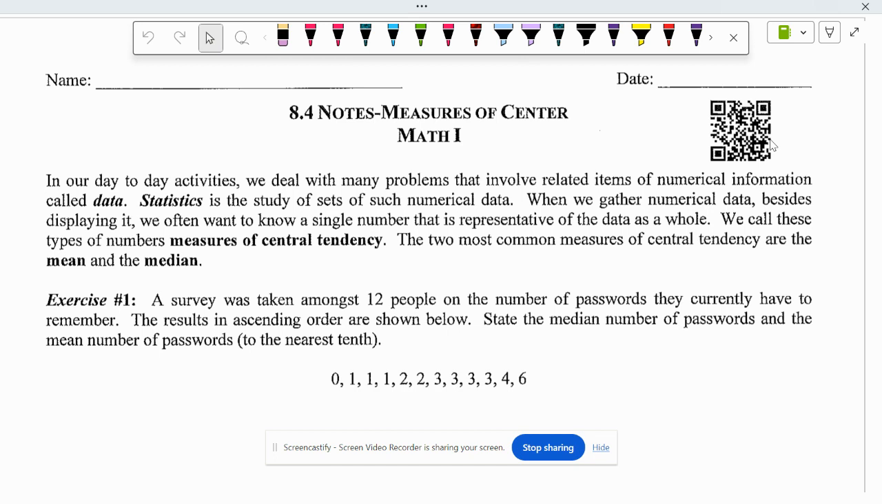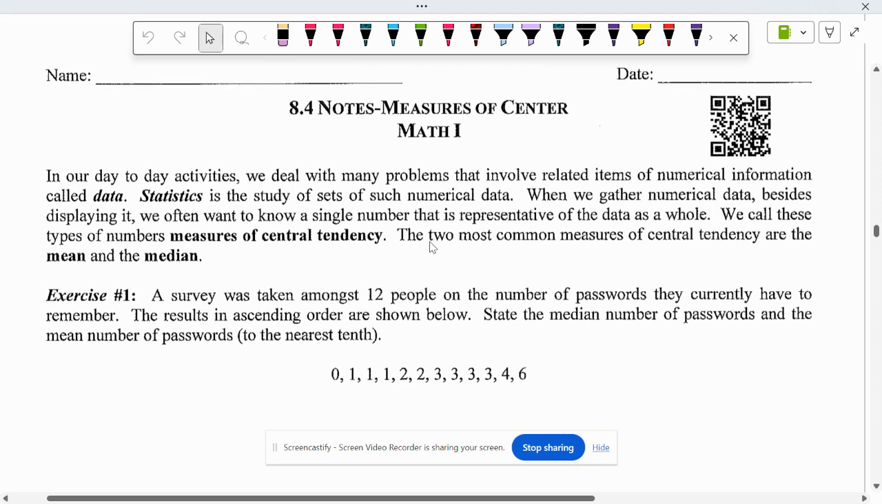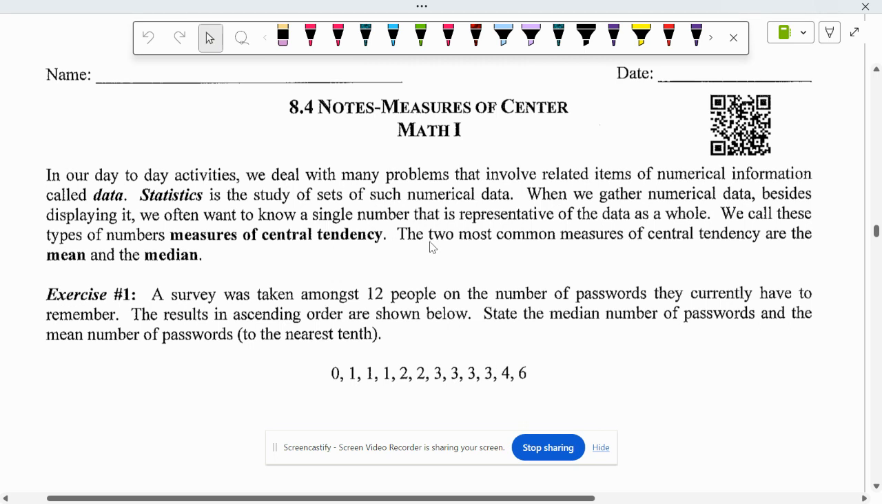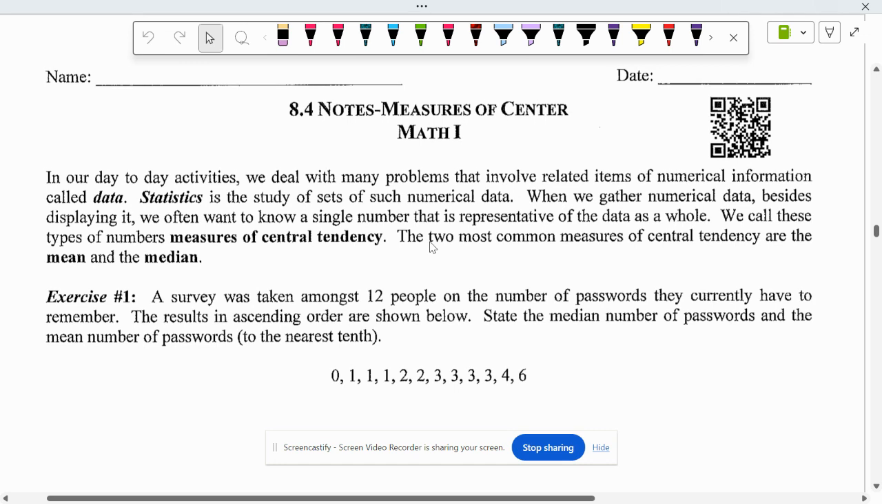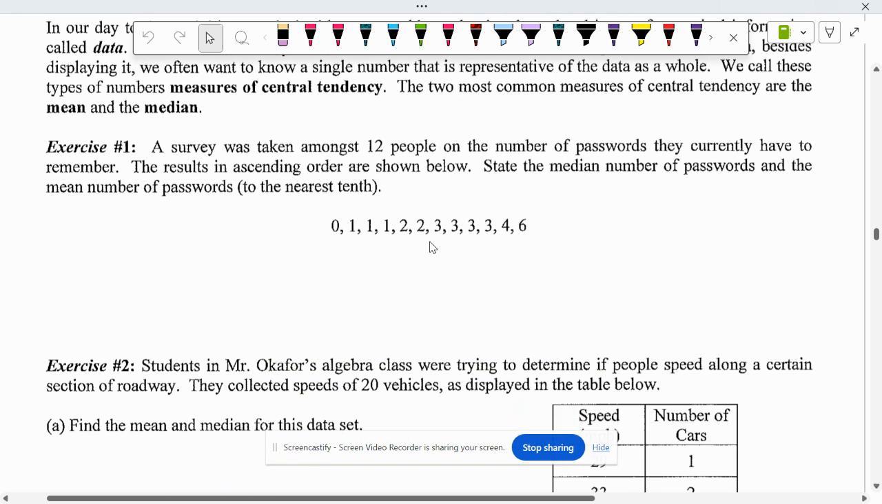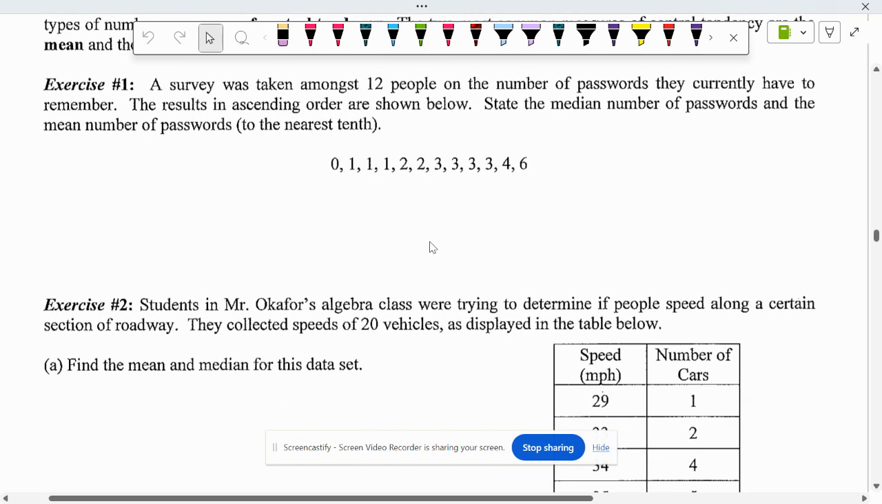It's up to you. Okay, so close your Chromebooks. You don't need them open. Close them up. All right, so in our day-to-day activities, we deal with many problems that involve related items of numerical information called data. We said that statistics is just analyzing that data, okay? We also have talked about the measures of center, mean, median, and mode. Today, we're just going to focus on mean and median. And we already did an activity yesterday comparing those two, right? That was our warm-up yesterday. So this lesson is kind of just a recap of that.